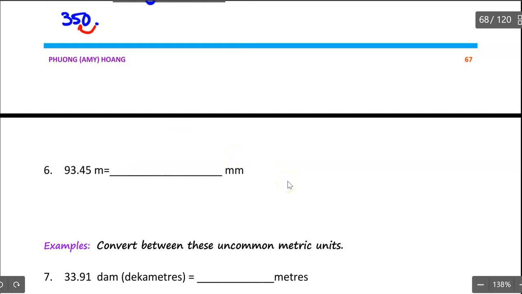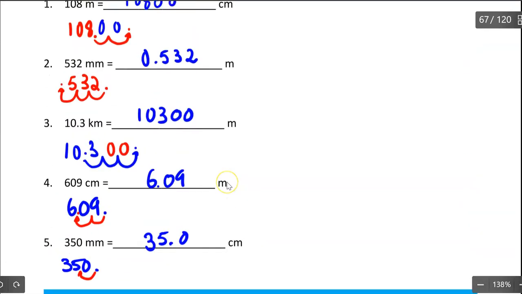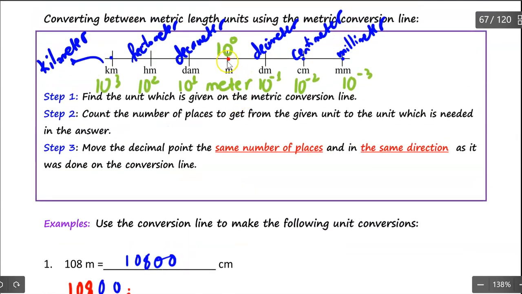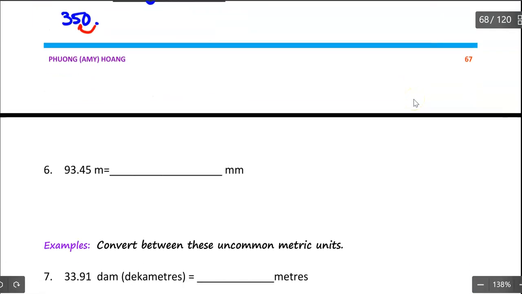So now let's continue on with this number. I have 93.45 meters and I want to go to millimeters. So now you see that from the meter, you are going to move 3 spaces to the right. Okay, so I'm going to rewrite my 93.45. Here's my decimal point. I'm going to go 1, 2, 3. So the decimal is there. I'm going to put in a placeholder. So my number is 93450 as the result.